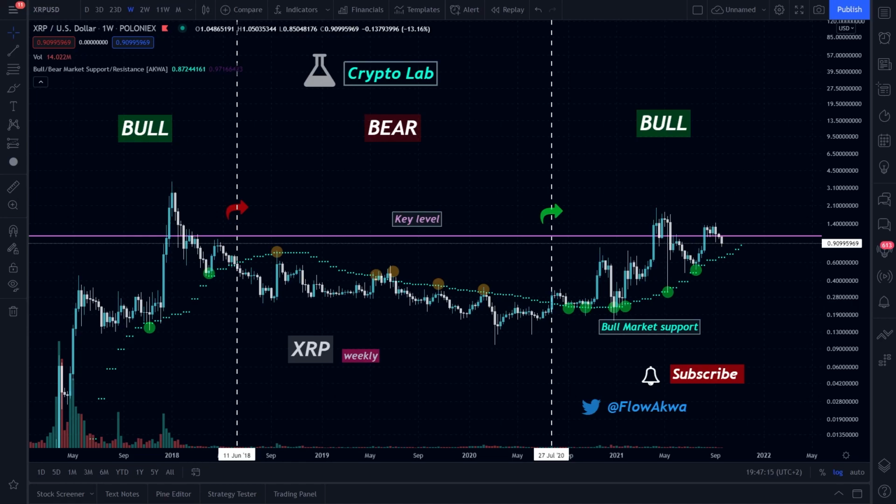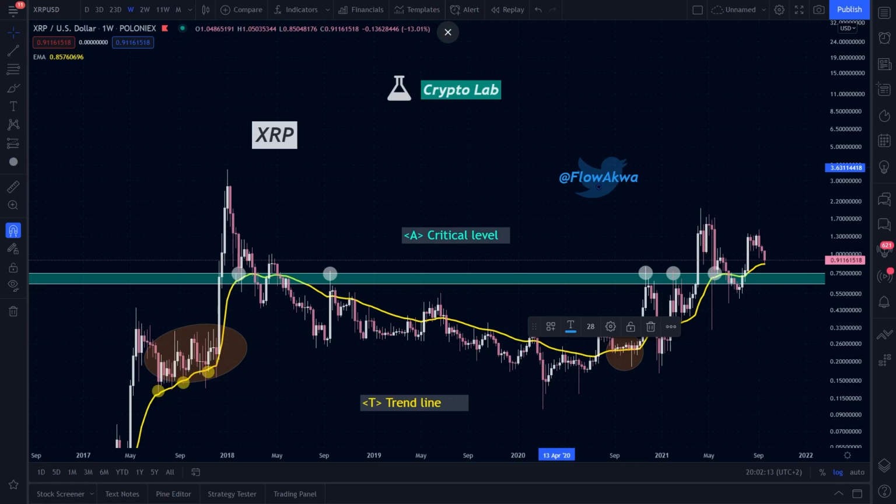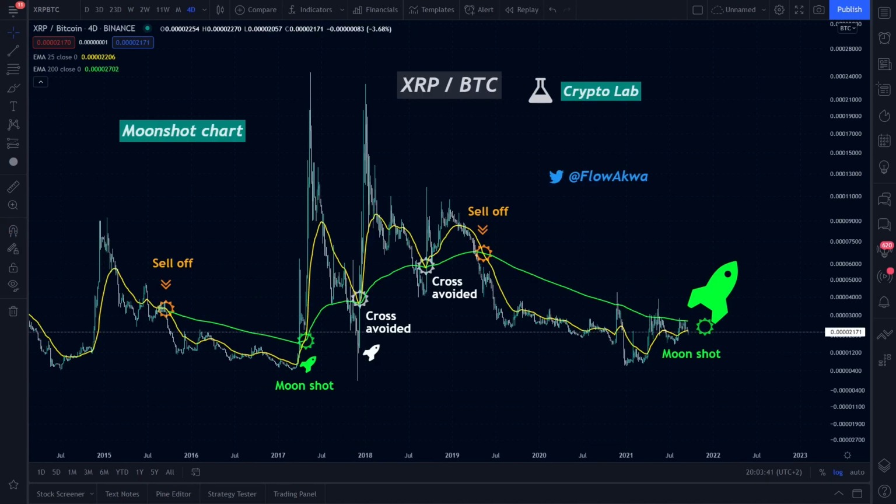First, we will dive into the bull bear market chart, because with these simple lines you will understand what is going on right now. Next, I will give you an update on my trigonometric analysis, because we are very close to touch my sine wave, so I think this is the right time to talk about it. After this, we will dive into the trendline analysis. We know that this chart is key for XRP, and right now we are testing the trend line. And of course, I will give you an update on the Moonshot chart, so without further ado, let's get started.